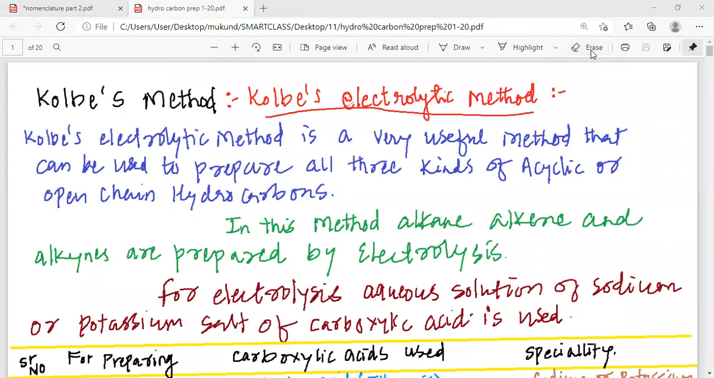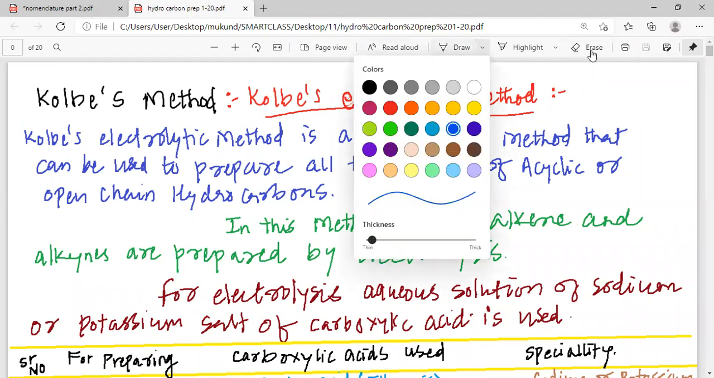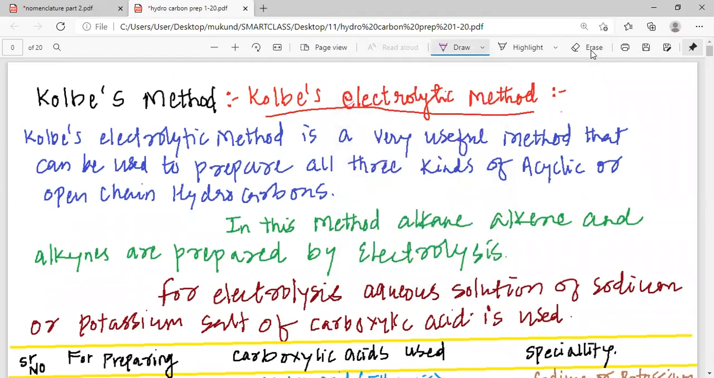Hello, dear students. In this period, we are going to study the preparation and properties of various hydrocarbons. Let us start with Kolbe's method. This Kolbe's method is also known as Kolbe's electrolytic method. So let us have a look at Kolbe's electrolytic method.